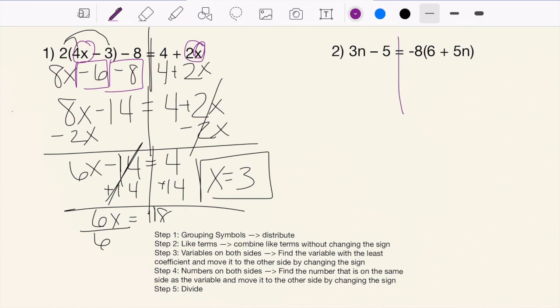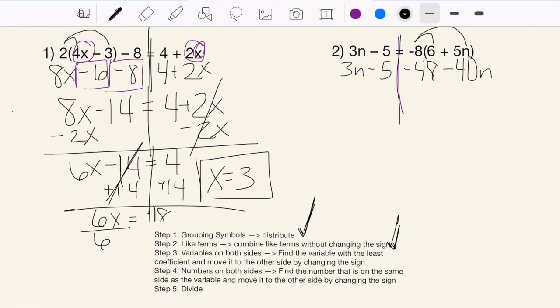So we start with our grouping symbols. And distribute this. So -8 times 6 will give us -48. And then -8 plus 5 will give us -40n. And then I'm just going to copy this side. And that's number 1. 2 is like terms. You should have recognized there are no like terms to add on the same side of the equal sign.